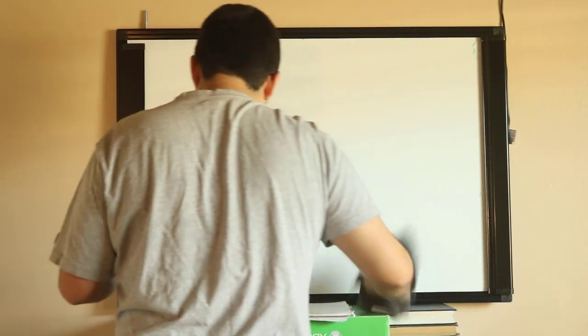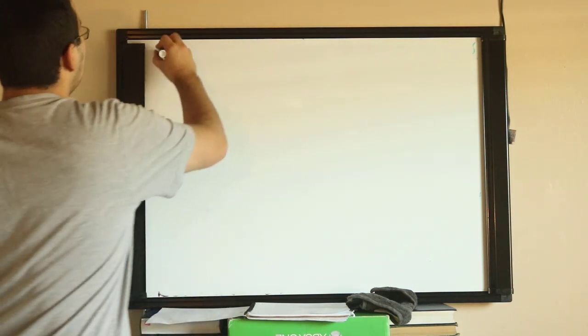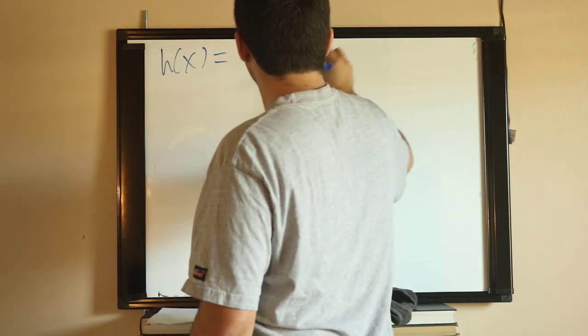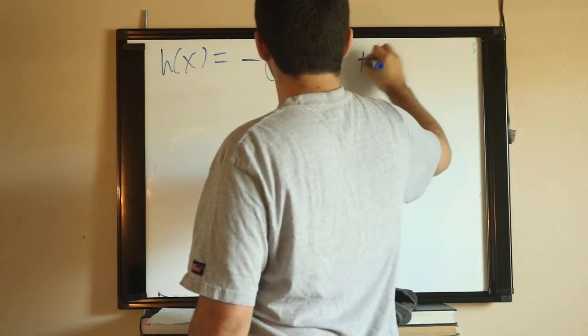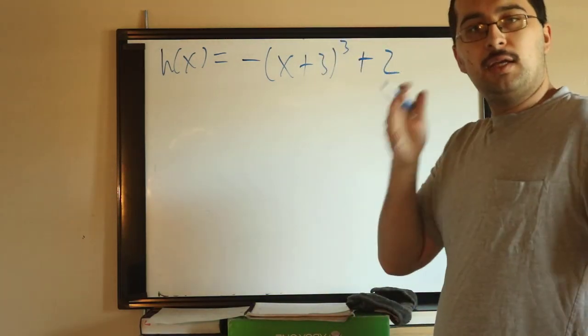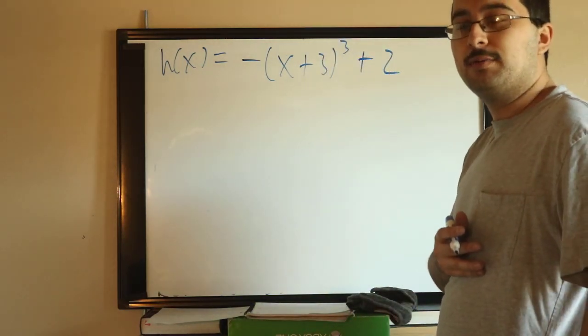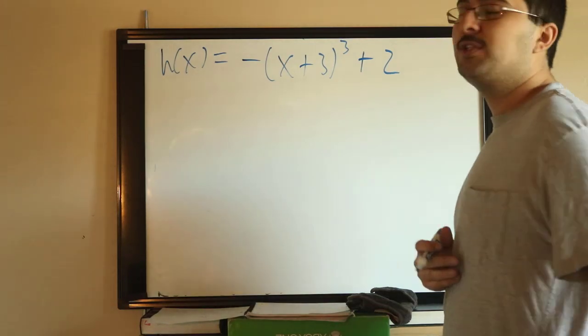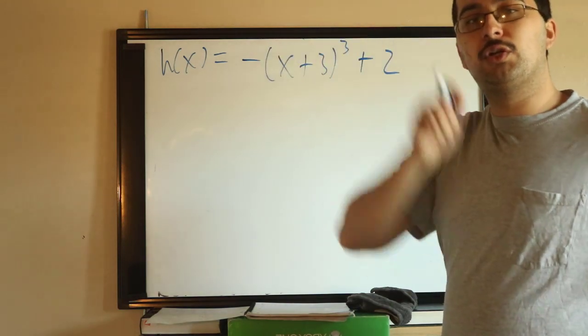So what is the function we're going to look at? The function we're going to look at is this. H of x equals minus x plus 3 cubed plus 2. Okay? Here is the equation we're going to be concerned with. So we want to identify the translations happening on this function, then we want to create a sketch.